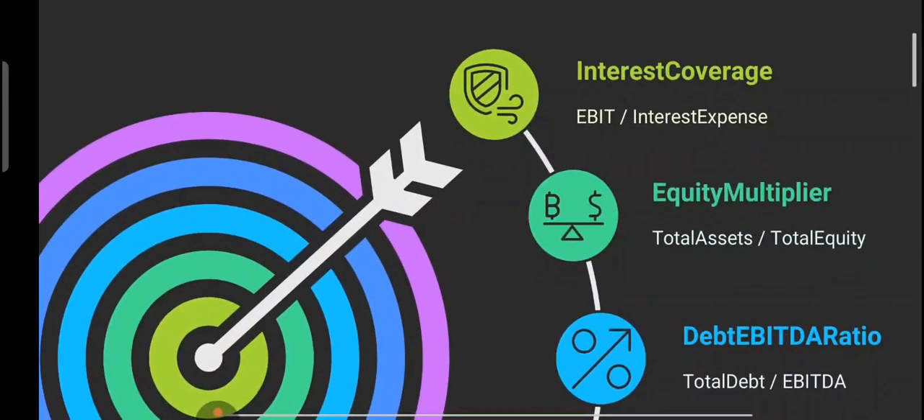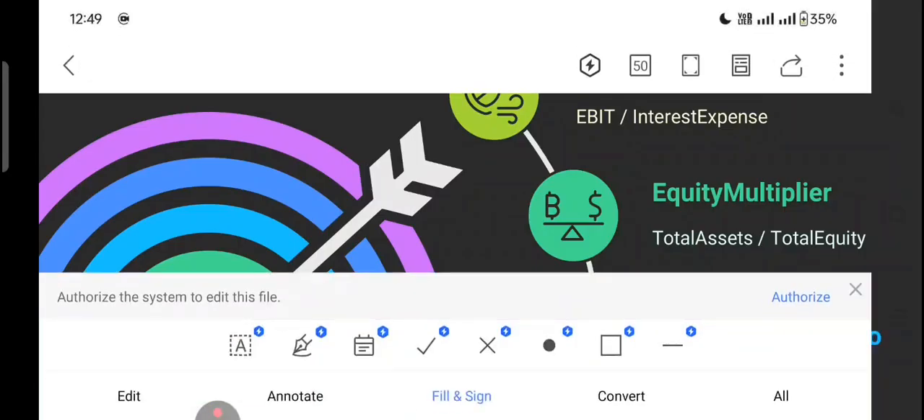Then we have the equity multiplier. What does the equity multiplier tell us? It also tells us how easily the company can make its interest payment. The equity multiplier is total assets upon total equity. That means how much of the assets is getting funded by equity. If it is higher, it means leverage is also higher. If more assets are funded by equity, our leverage is also higher.